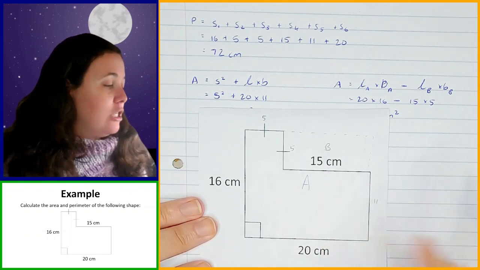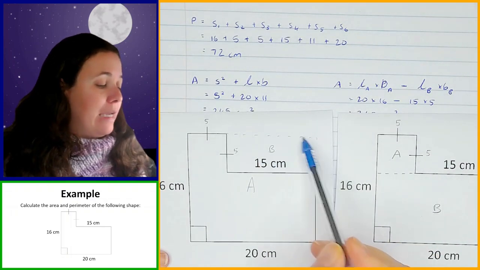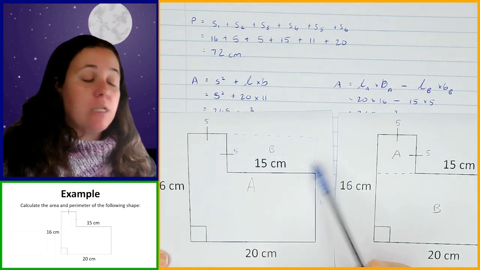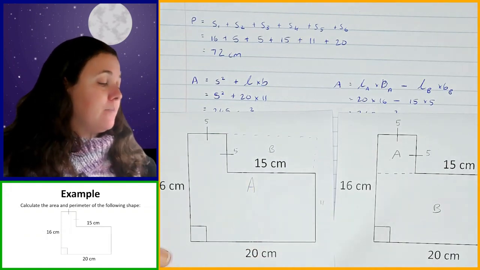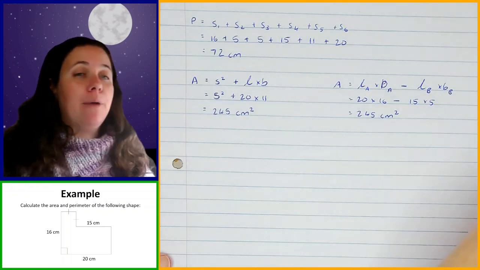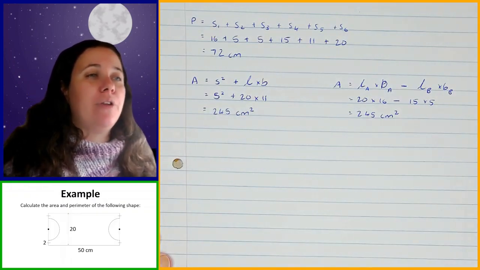I can either split my shape up into two sections and add them up, or I can look at it as a big shape that has had a piece cut out and work out the big shape and work out the cutout and subtract them. So that's just two different ways of working out the same area. Okay, so that's our first example. The next example we're going to be doing is this one over here.